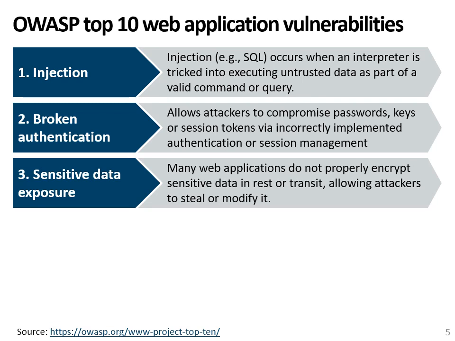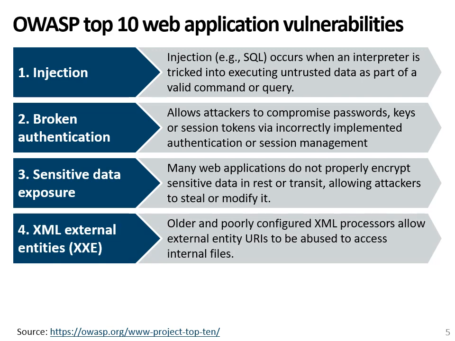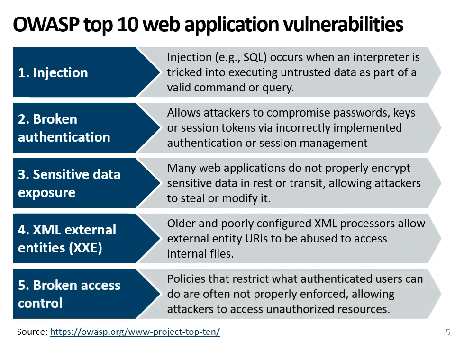Third one is exposure of sensitive data, where a web application is not properly using encryption of sensitive data that is either stored in a database or being transmitted, allowing attackers to eavesdrop on this information and steal or modify it. The fourth one is XML external entities, also referred to as XXE. This often happens with poorly configured XML processors that will execute external URIs without checking them, allowing an attacker to abuse this and access internal files of the system.